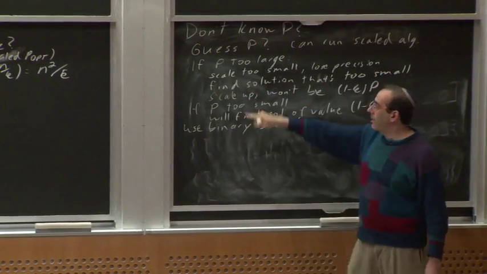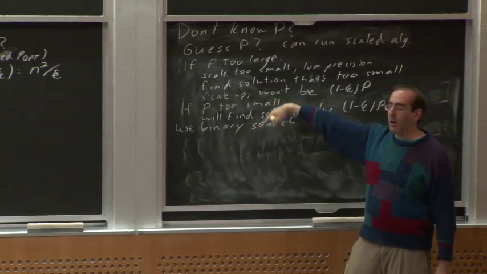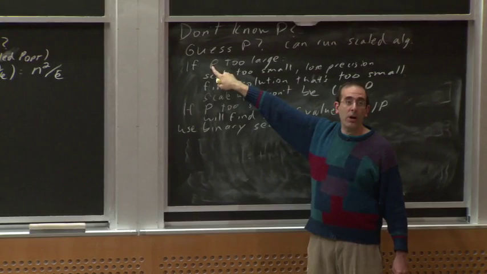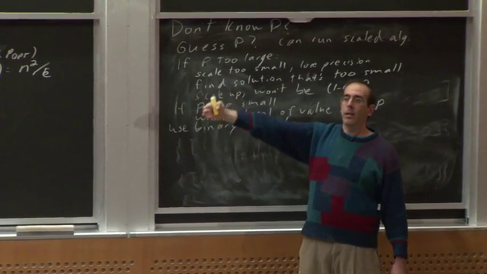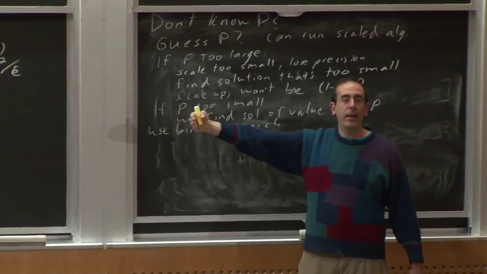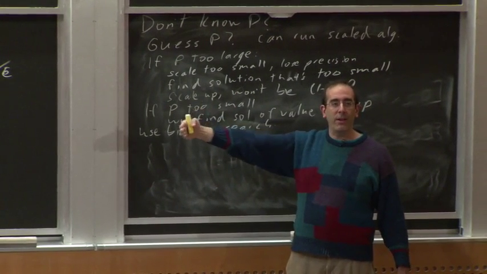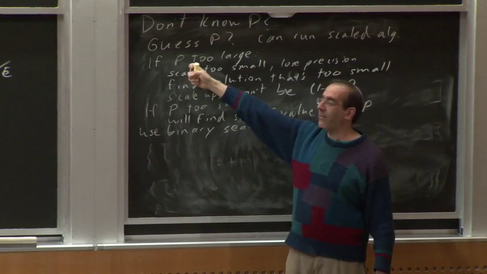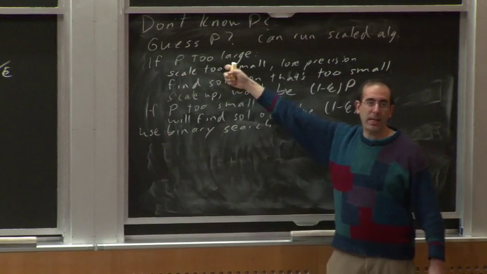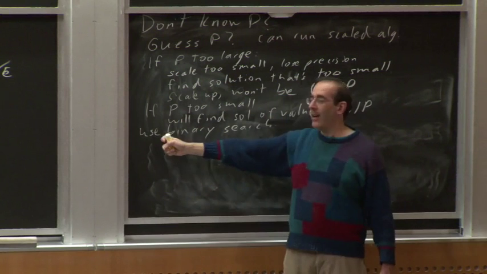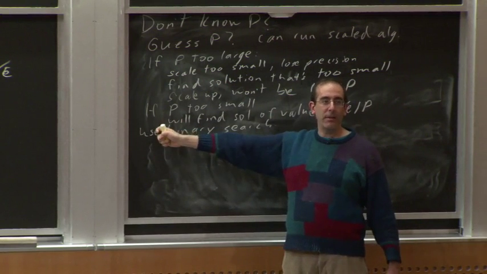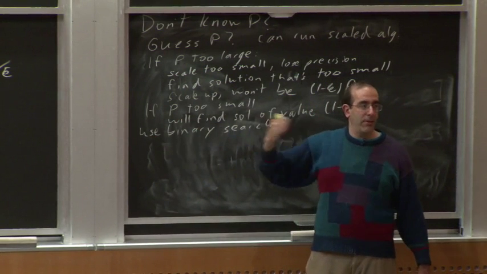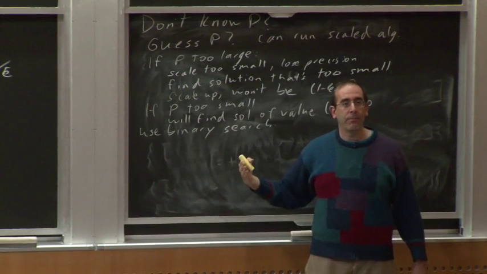So now that we've sort of worked through this, I'll run through it a different way. If I guess this target p, right? So if I'm binary searching, I'm saying, let's try this p, and either I will succeed or fail in finding a solution of value 1 minus epsilon p. If I fail to find a solution of value 1 minus epsilon p, it's because I guessed p too large. If I succeed, it's because I guessed p small enough, but maybe too small. So that tells me whether I need to divide my binary search upwards or downwards. Okay?